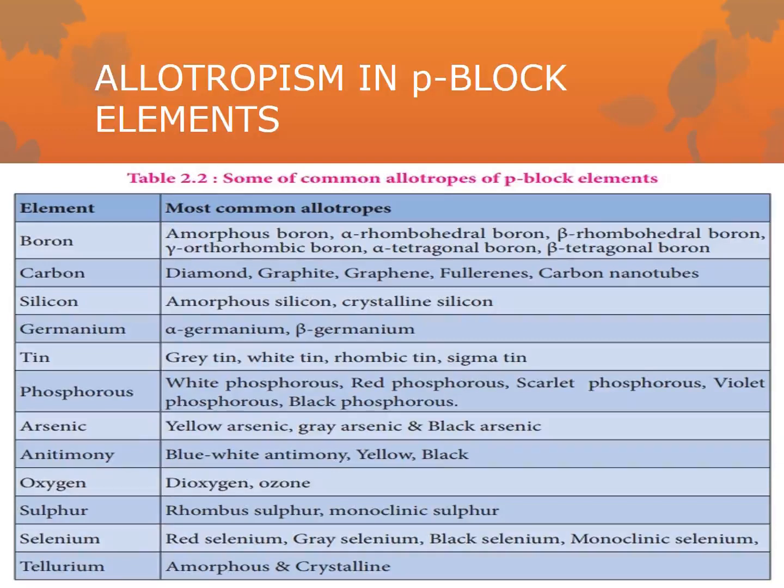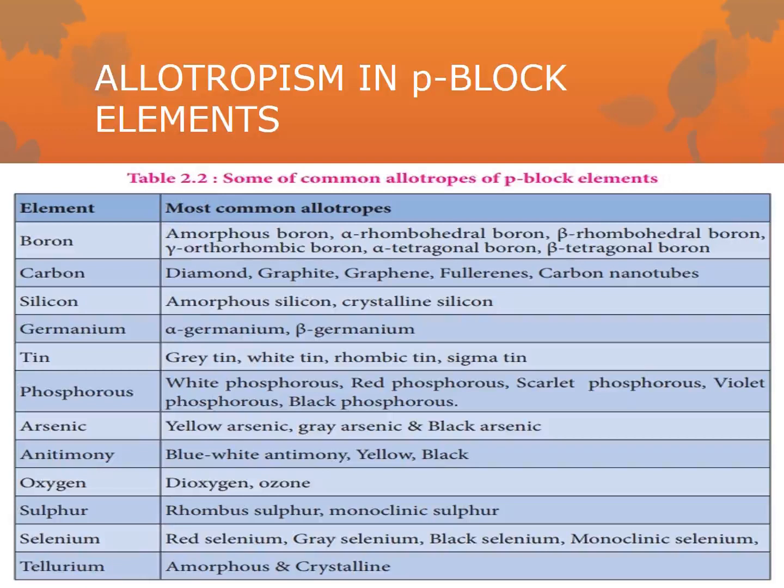If we take silicon, we can say amorphous silicon and crystalline silicon. Germanium also has types: alpha germanium and beta germanium. It is not that only coal is carbon. That diamond is also carbon, coal is also carbon, graphite is also carbon. So these are the various forms of carbon. That is called allotropism. Now see here, germanium has alpha germanium and beta germanium.